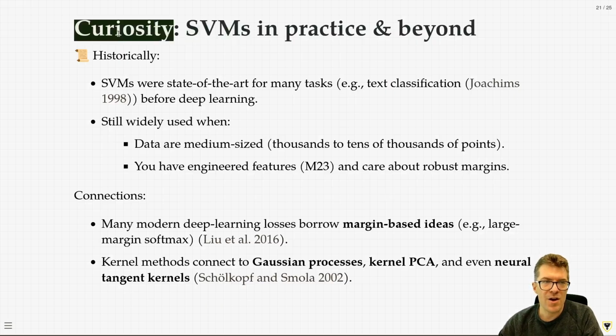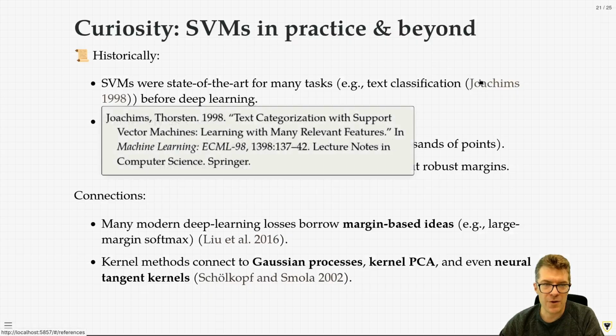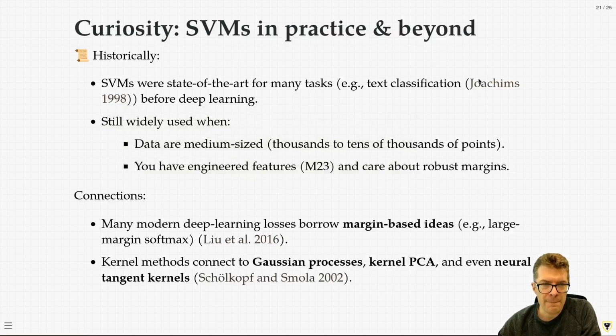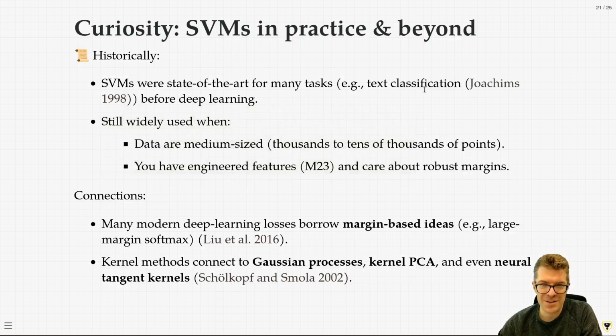A bit more curiosity. We actually dug into a lot of curiosity that you might put aside, but again, for those who are interested, this is a historical note. SVMs used to be the state of the art for many tasks before deep learning. I cite text classification here. This goes way back to '98, even before my time as a student.